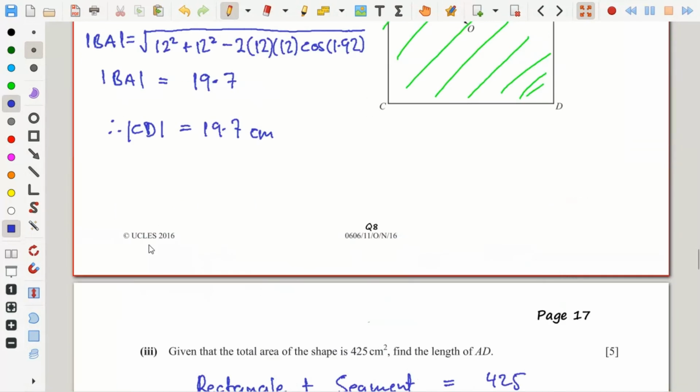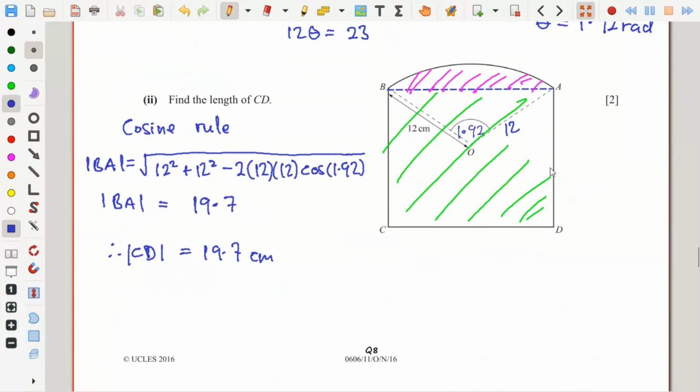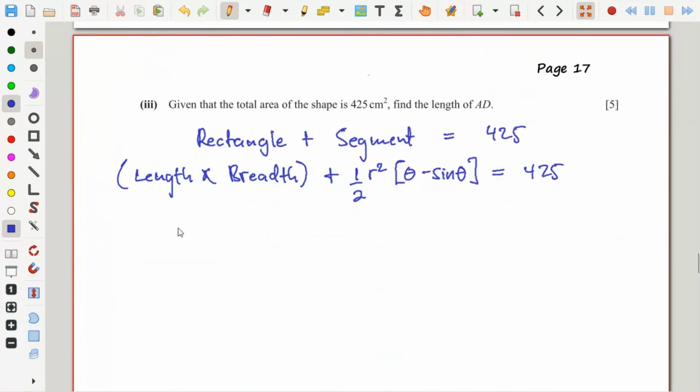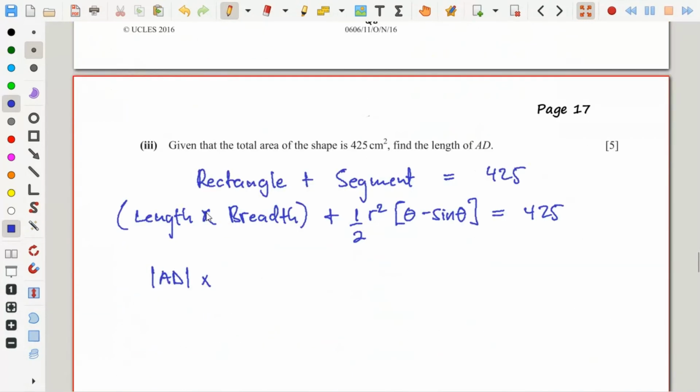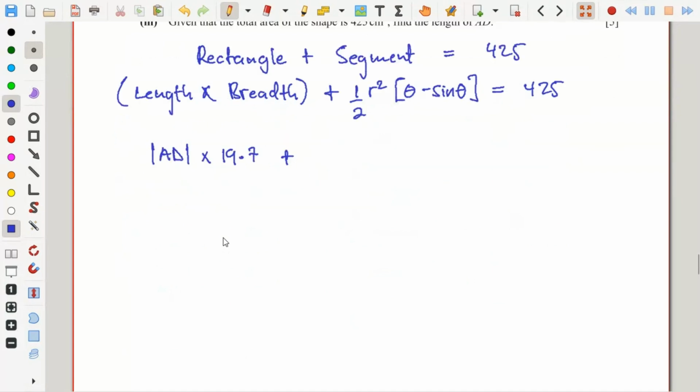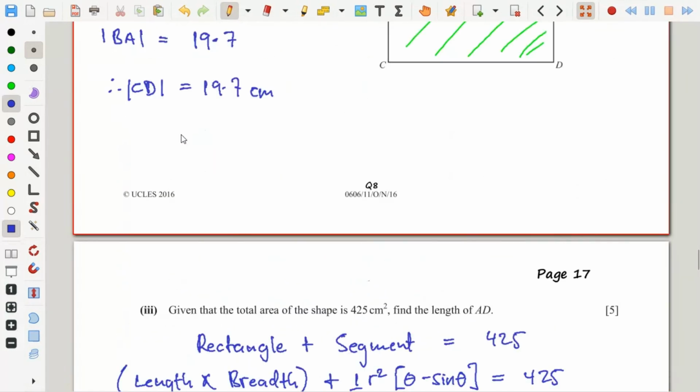So the length here, that's the longest side, is AD. The breadth is 19.7. You see the previous question. Let the previous question always guide you. The value that you have found is never useless. 90% of the time, use it in the next question. Okay. So the 19.7 that you found here, you are using it here.